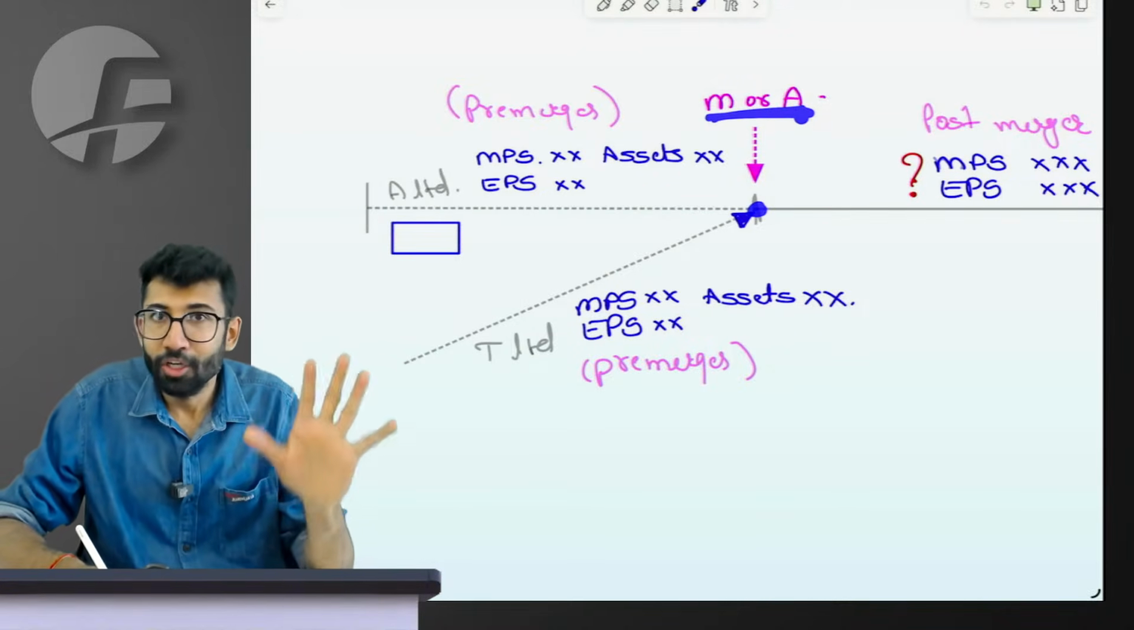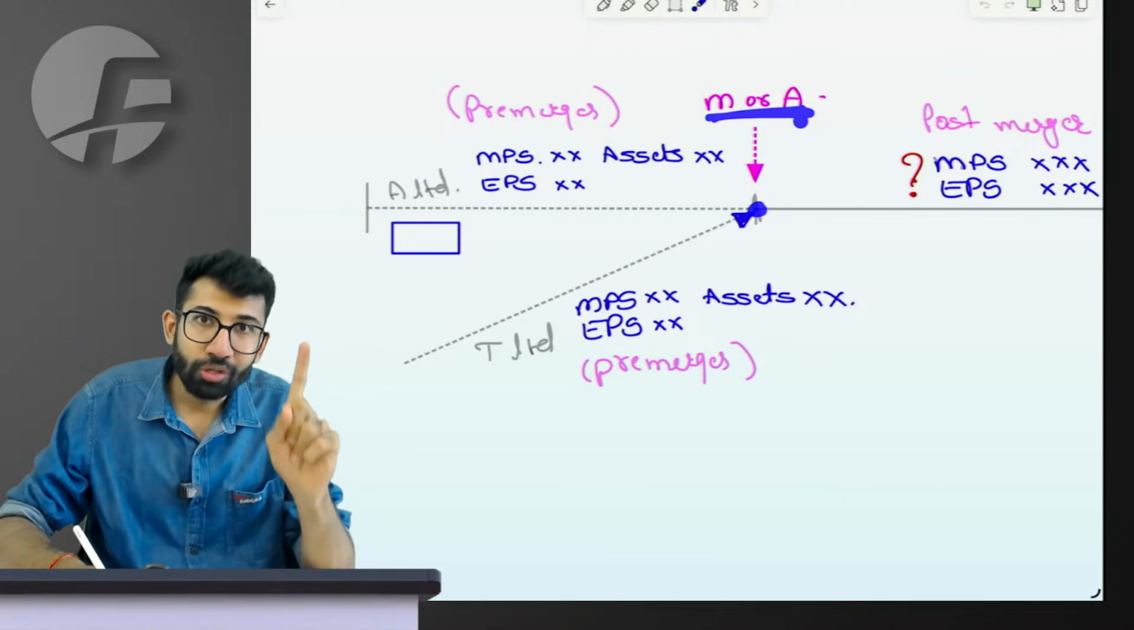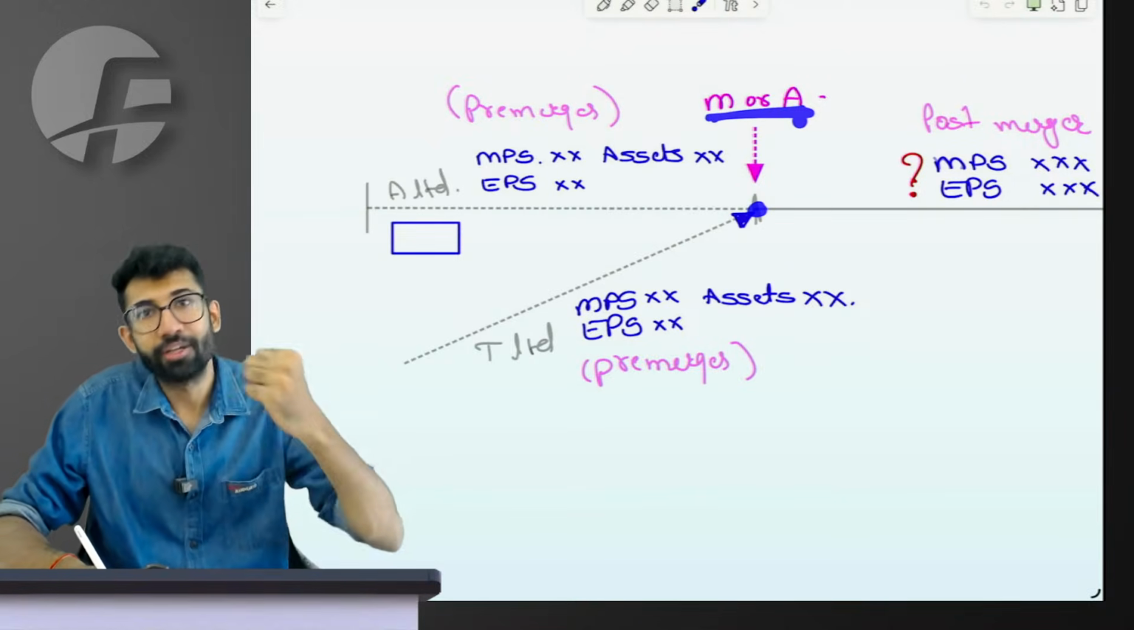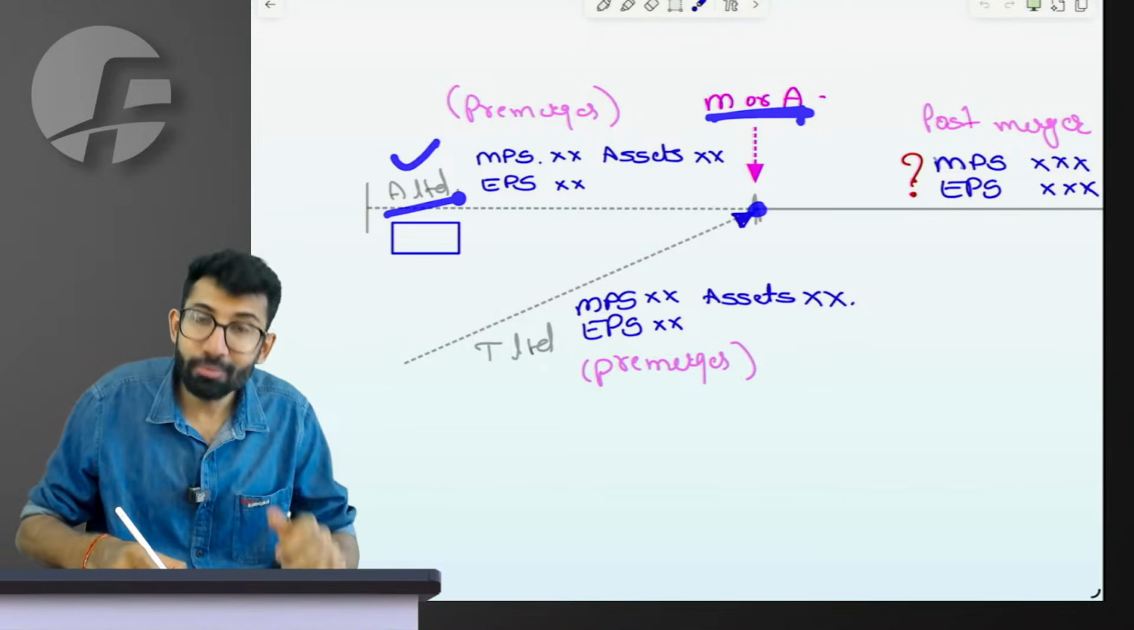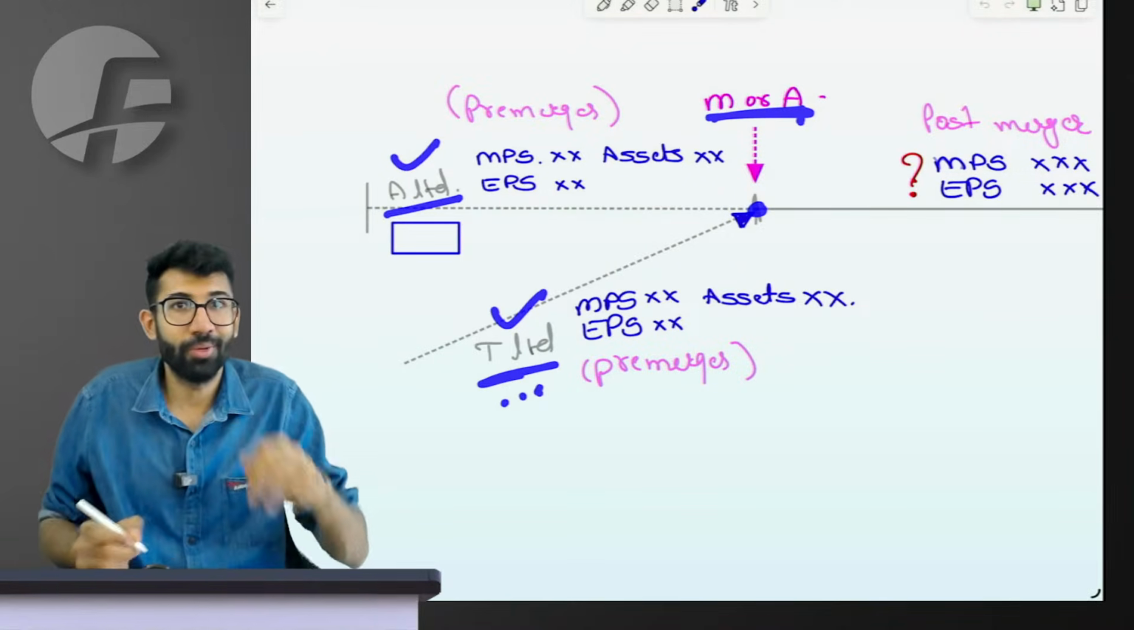transaction, right? For the purpose of AFM, the words won't make a difference. We would always mean that we have acquired another company. So A Limited means acquiring company, T Limited means target company which is being acquired.